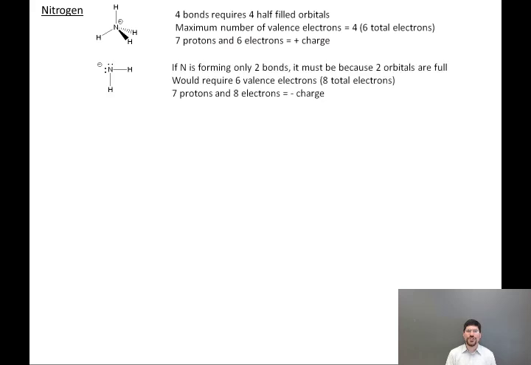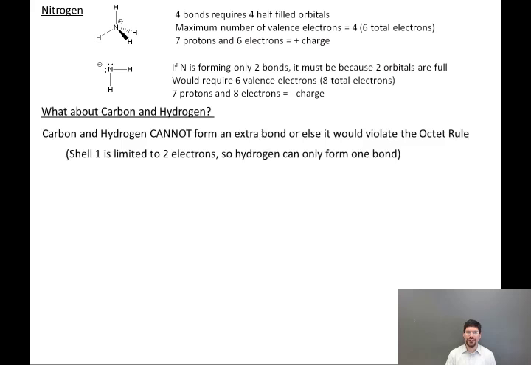What about NH2 minus? If nitrogen's only forming 2 bonds, that must be because 2 of the orbitals are completely filled. So if you have 2 orbitals that are completely filled, that's 4 valence electrons, and 2 that are half filled, that's 2 more valence electrons. So that would give 6 valence electrons. Adding in the 1s gives you 8 total electrons. 7 protons and 8 electrons, you have a negative charge.